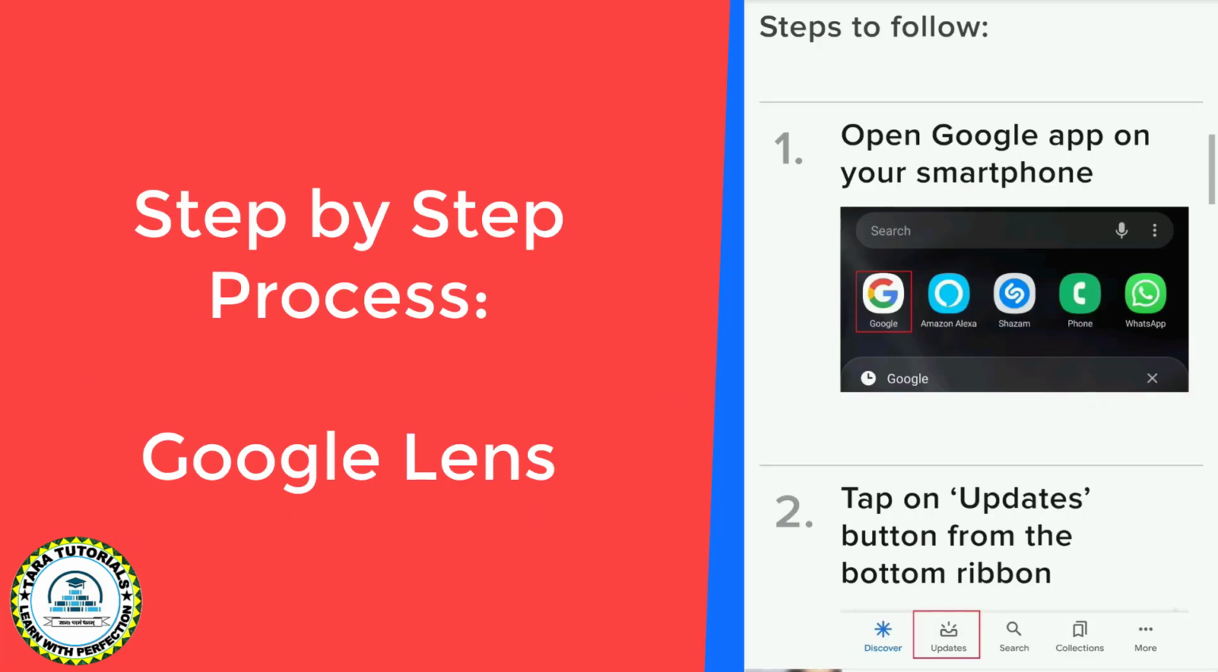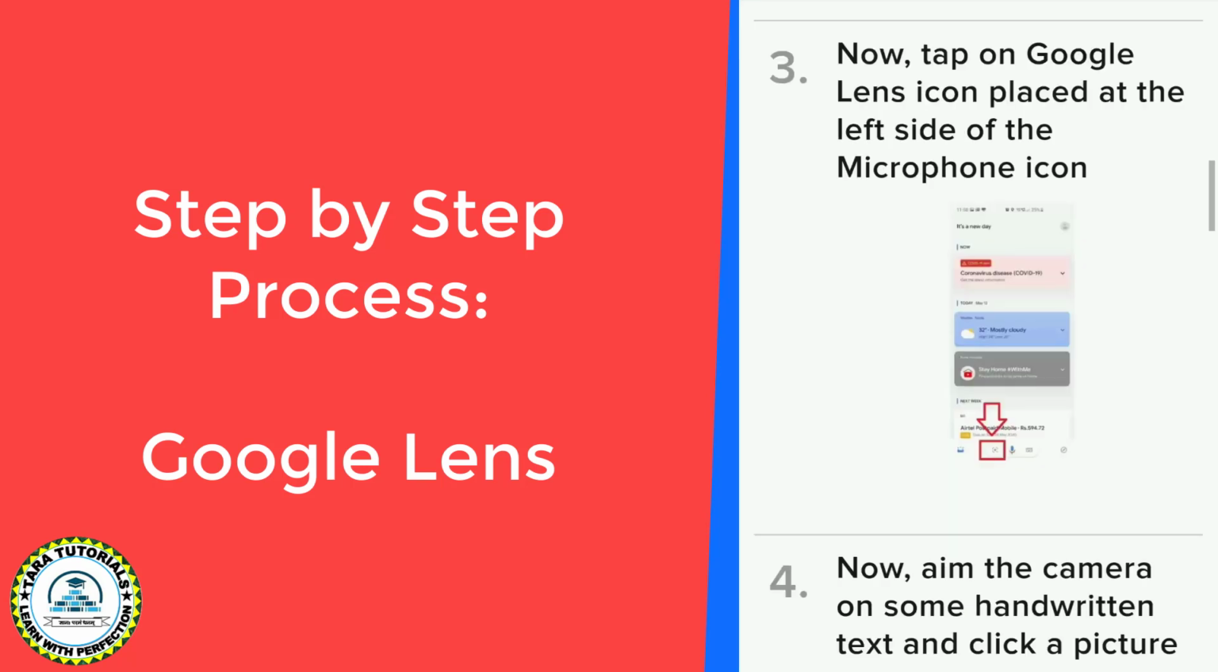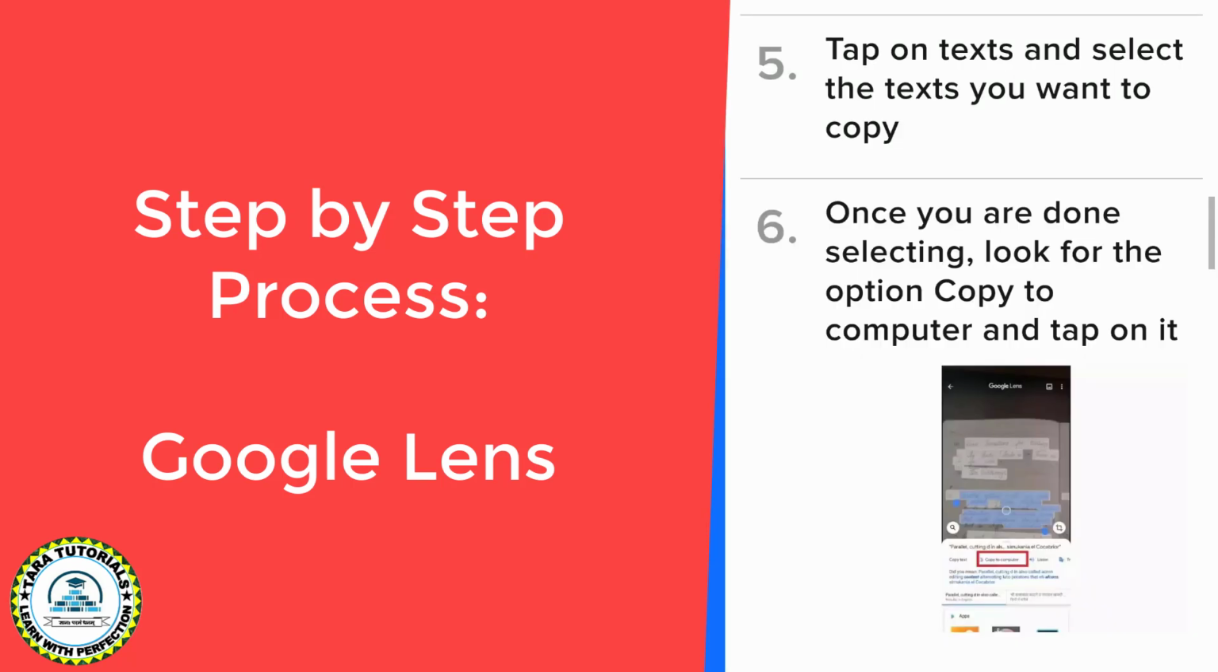So first, open the Google app on your smartphone, then tap on the update button from the bottom ribbon, and then tap on the Google Lens icon, which is placed just to the left side of the microphone icon. Then you need to aim the camera at the portion where you have written your text, and click a picture. After that, you can tap on the text and select the text you want to copy. Once you have selected the entire text, you can look for the different options below.